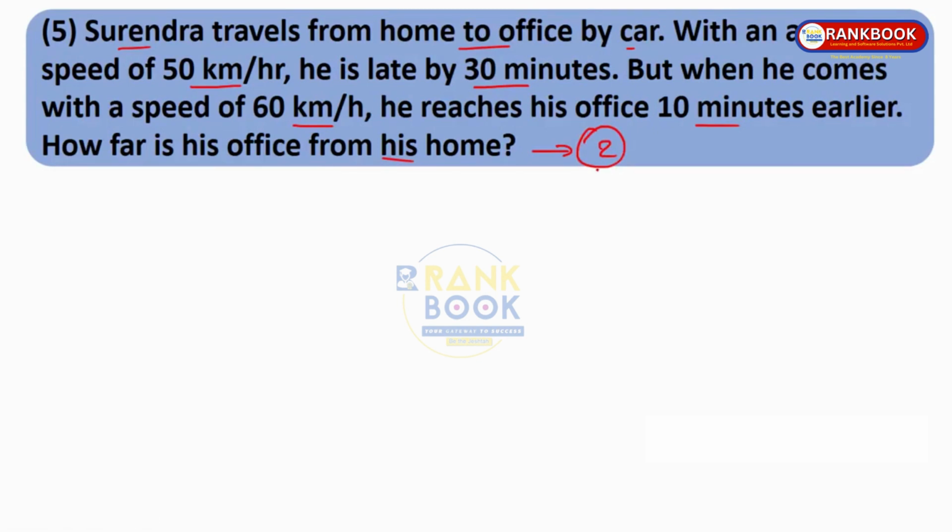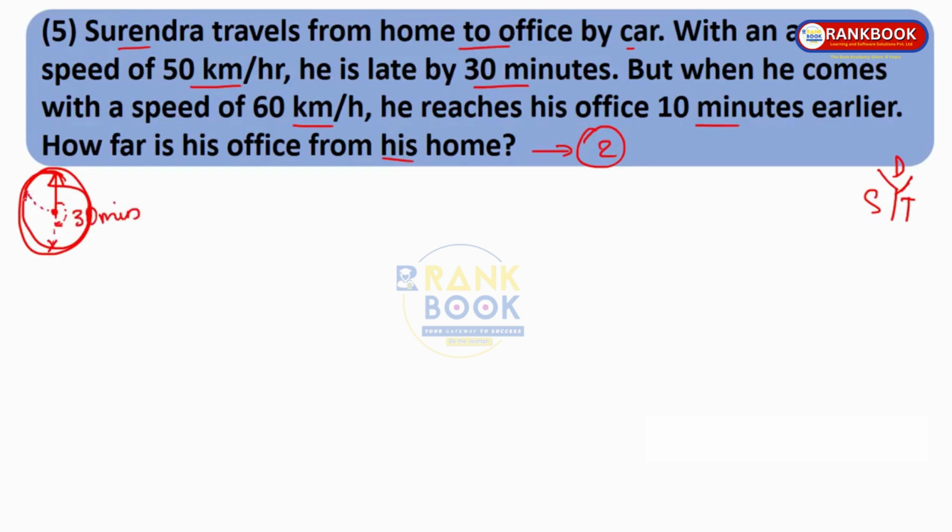Since we have already seen 3 to 4 sums by the regular method, first I'll solve by the easy way, and after that I'll solve it by the regular method. Since it is our DST sum, we have our DST, speed, distance, time. Now what is the fast method? Let's see. Draw a clock. Now this is the regular time at which Surendra reaches office. Whenever he is going at a speed of 50 kilometers per hour, he is late by 30 minutes. So what is 30 minutes? 30 minutes is this. Now when he comes with a speed of 60, he reaches office 10 minutes earlier.